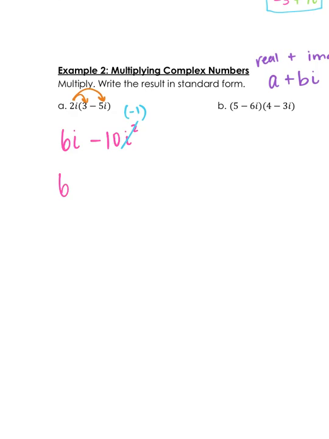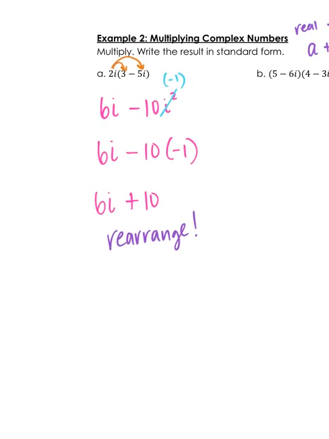So I'm just going to rewrite this a little more cleanly. So now I've got 6i, and then -10 times -1 is +10. So this is my answer, but I need to rearrange it. I want it to be in standard form. So the 10 will come first, the 6i will go at the end.